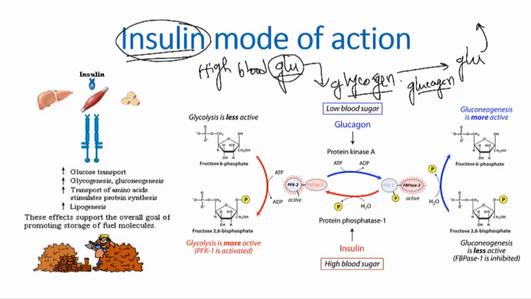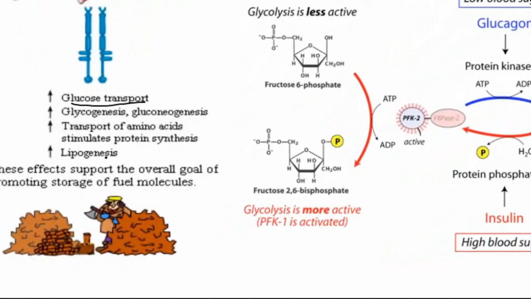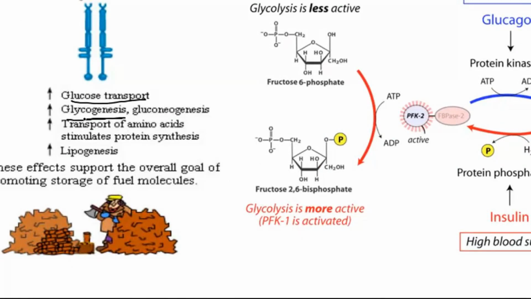So the presence of insulin increases glucose transport. It promotes glycogenesis, that is the conversion of glucose into glycogen. And the transport of amino acids also stimulates protein synthesis, and it also promotes lipogenesis, that's production of lipids by using the glucose intermediates or glucose metabolism intermediates.